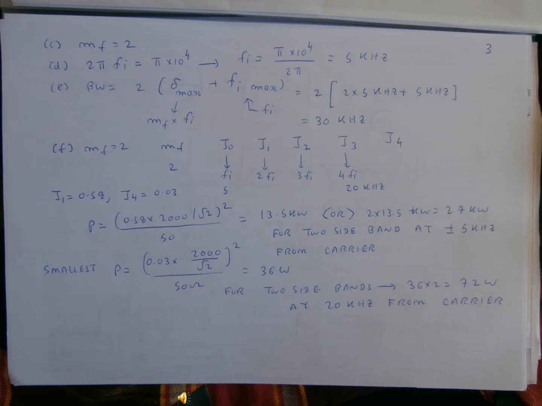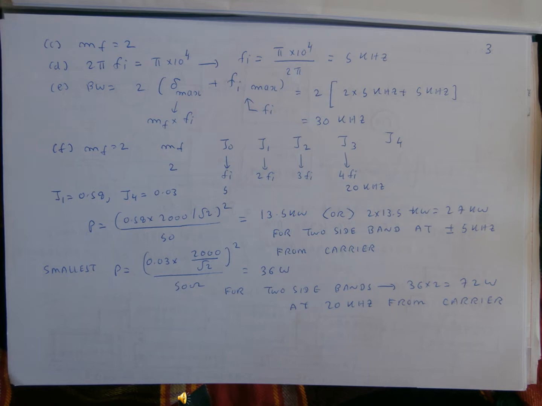Continue to solve the problem. See, mf is equal to 2. So 2πfm is π × 10^4. Therefore fm is equal to π × 10^4 divided by 2π, so you get 5 kilohertz. And E is the bandwidth. BW is equal to 2 multiplied by (delta maximum plus fm maximum). In this case delta maximum is mf multiplied by fm, which is 2 multiplied by 5 kilohertz, so BW equals 2 multiplied by (10 kilohertz plus 5 kilohertz), so you get 30 kilohertz.